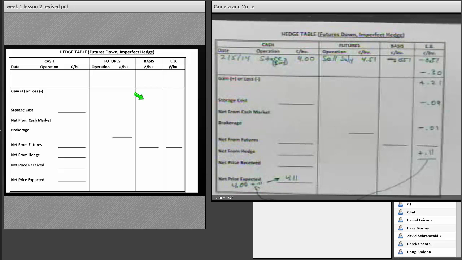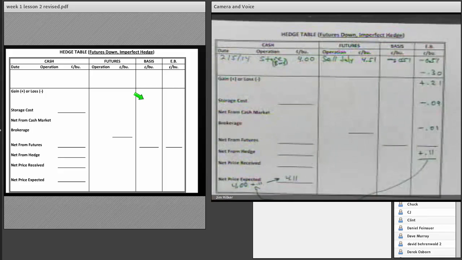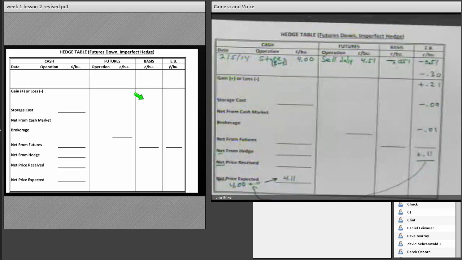Elevators are not in the business to speculate. That's why we keep calling it $4.10 for your corn in June. They can't afford to. They make their money two ways, and it's important that you understand these different ways because they understand the basis.